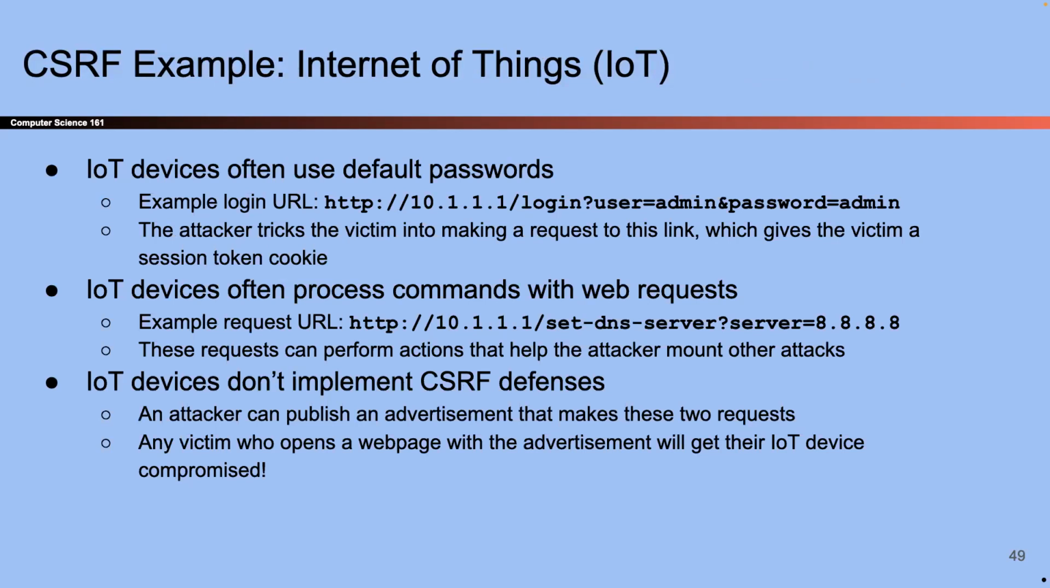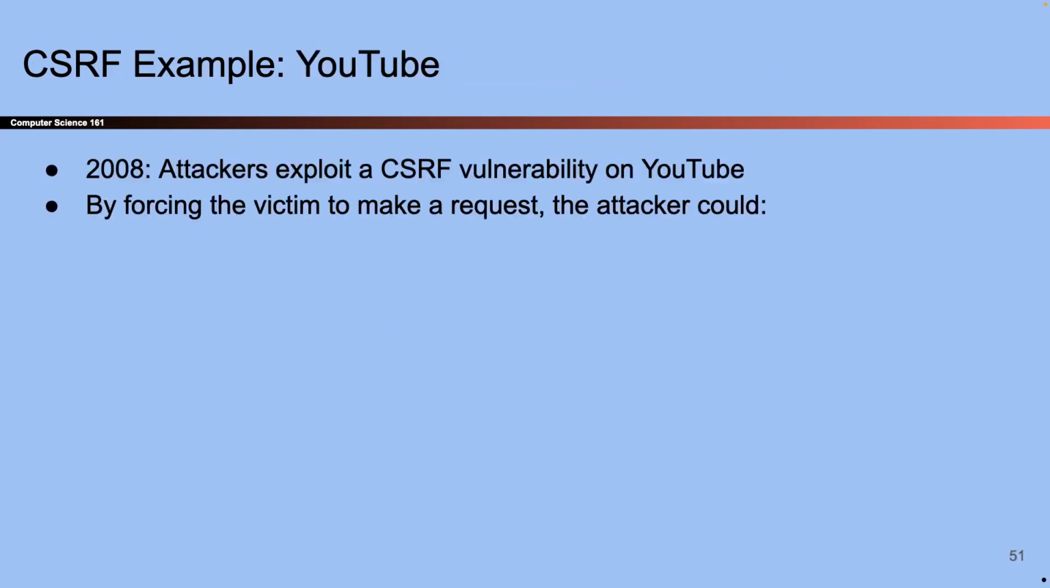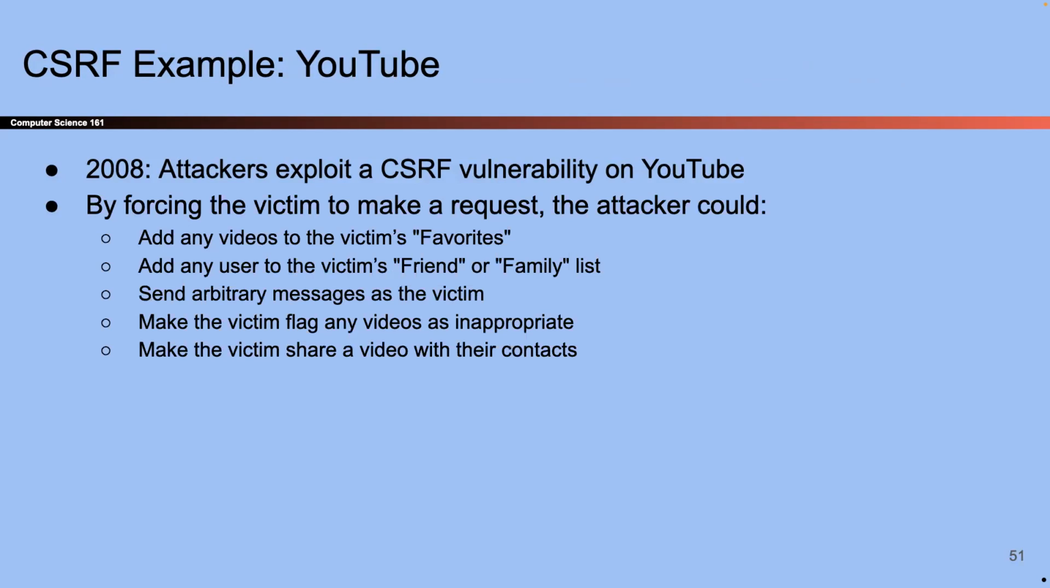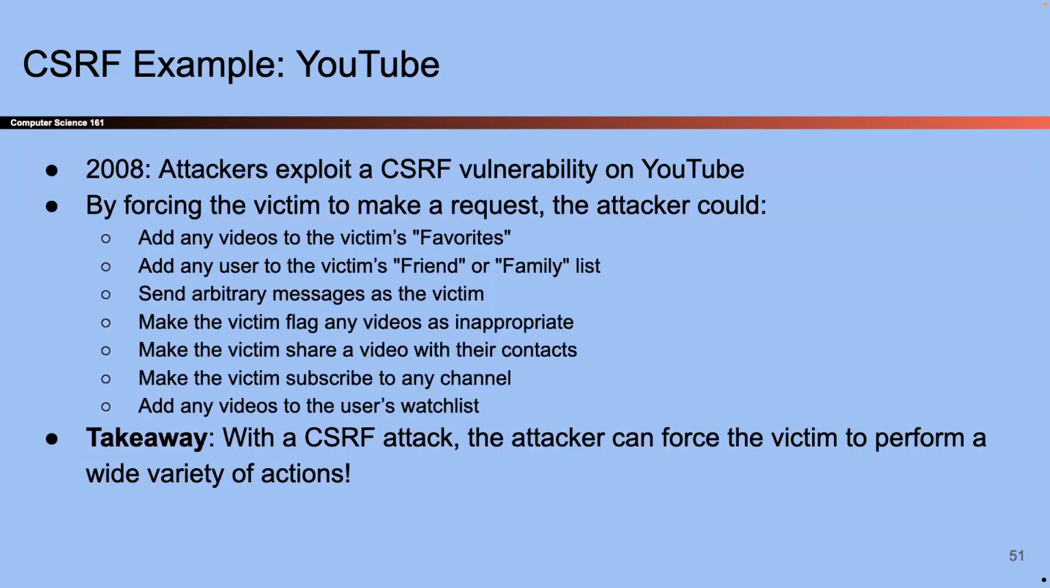So there's actually ways to do CSRF on those. You can read about it all you want there. This one is a really old slide that I've kept around because I find it pretty funny. Does anyone remember when YouTube had a friend and family list? Because I certainly don't. But apparently back in 2008, there was a CSRF vulnerability on YouTube where you could add people to your family list.